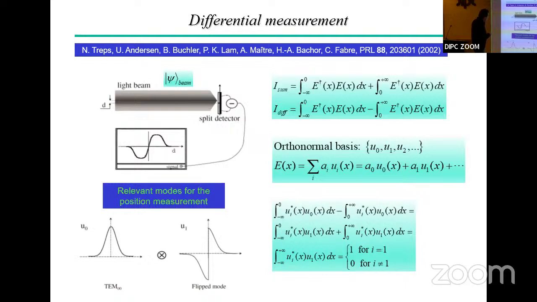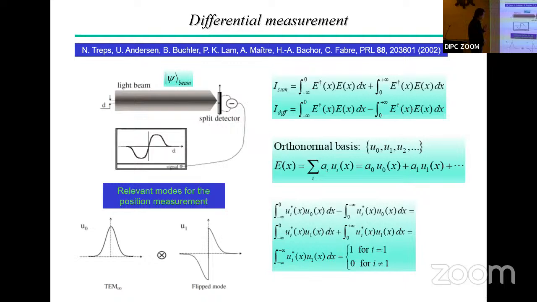Now, the first part of the whole idea here is very subtle. What you are sending to the detector is a TEM00, a Gaussian beam. Okay, the best one that you can get from a laser. And then what they found out was something very subtle.